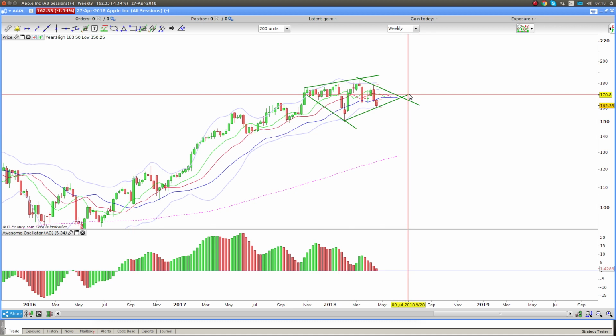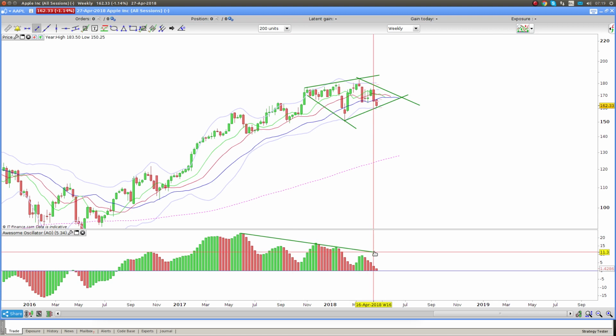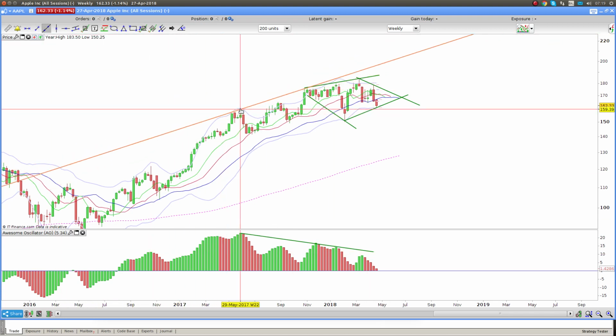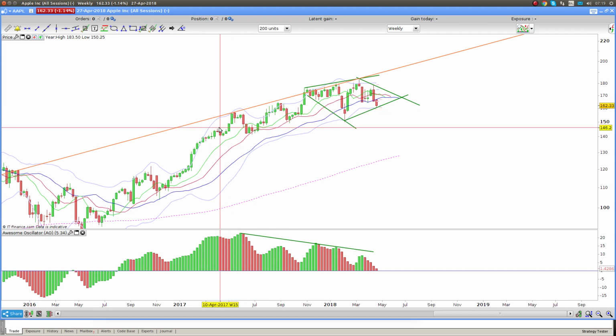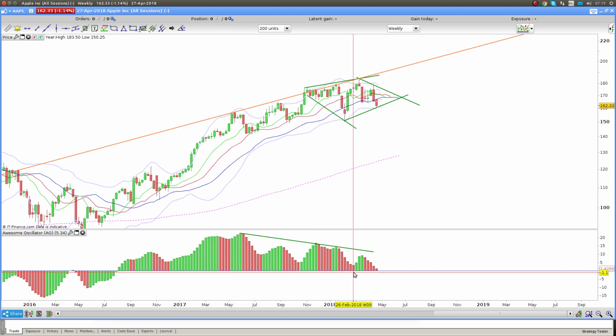Now, for me, if we look at the weekly, we've got this divergence. So price has been moving to the upside, but the awesome oscillator here has been moving to the downside. And that is very typical of a top that has happened.